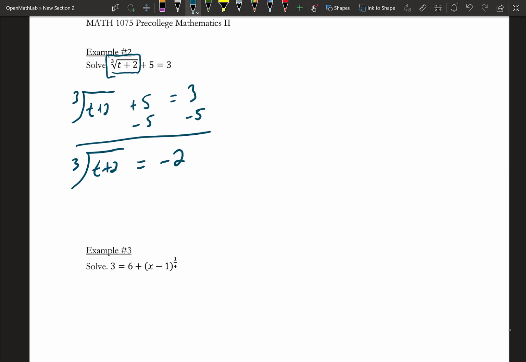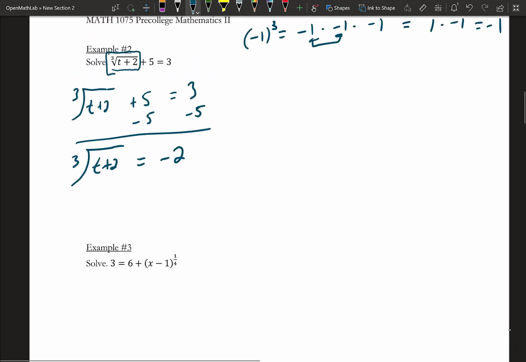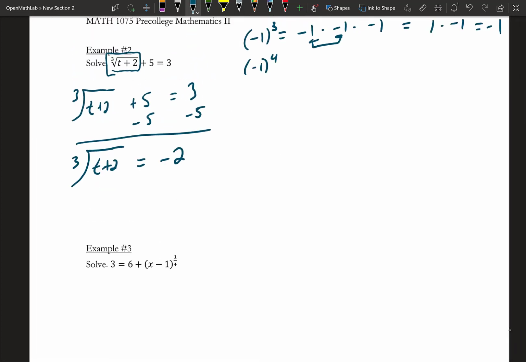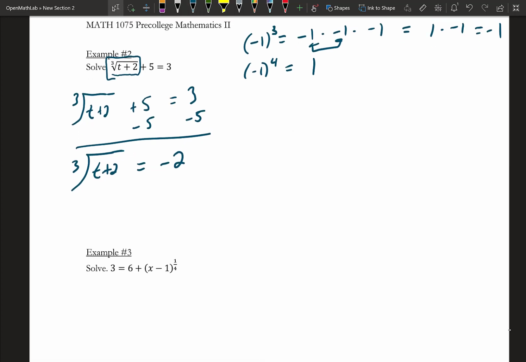Like if I take negative 1 cubed, that's negative 1 times negative 1 times negative 1. So these two become positive 1, right? So this gives me 1 times negative 1, and then that, of course, is negative 1. So I can have a negative base raised to an odd power and get a negative answer. But if I took negative 1 to the 4th power, that would be positive 1. So every time you do an even power, you're going to have an even number of negative signs, so that makes everything positive. Just a quick refresher of that.